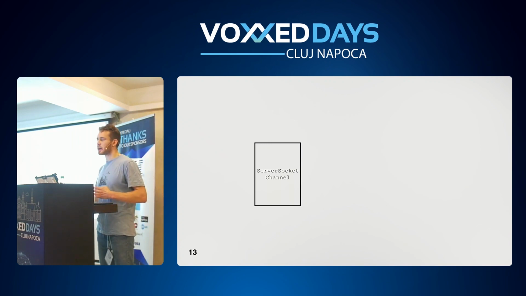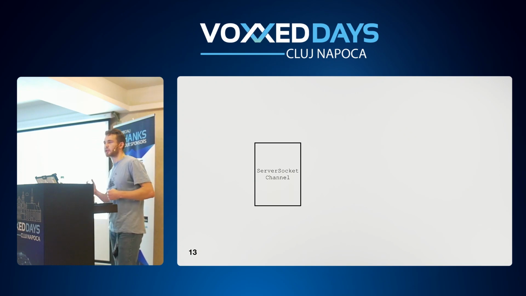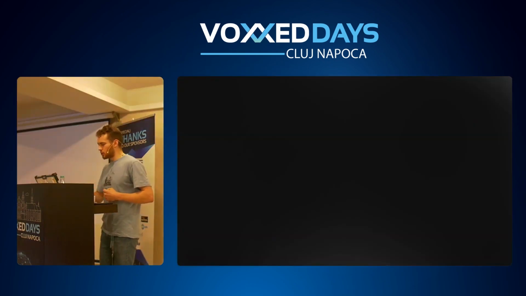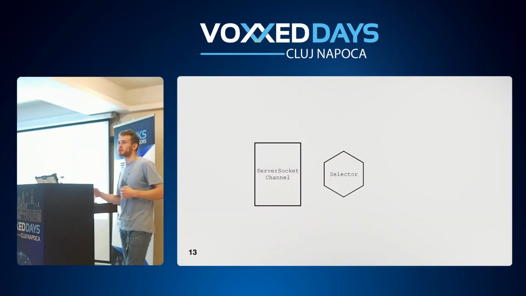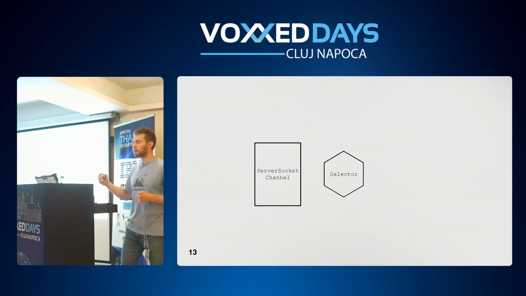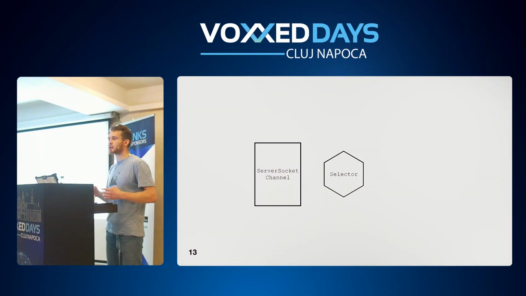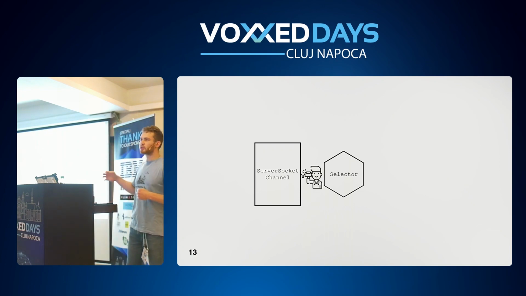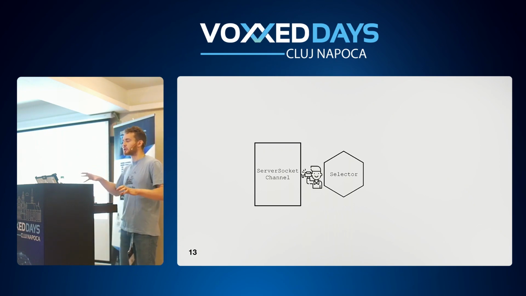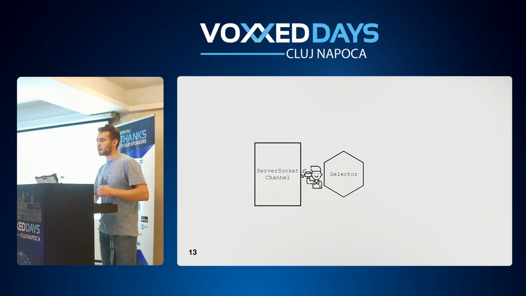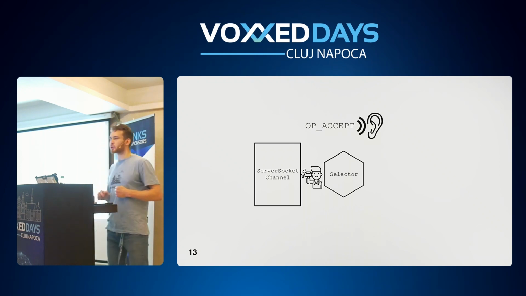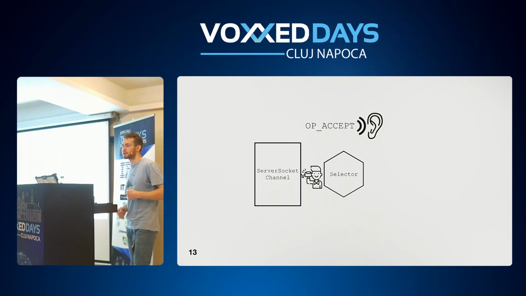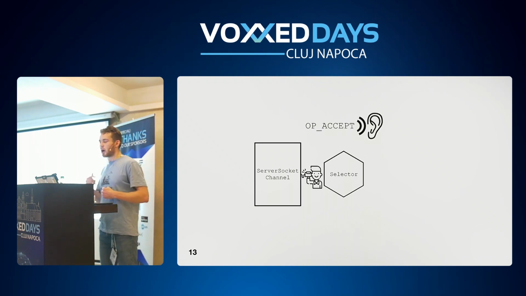In order to communicate with ServerSocketChannel, NIO introduced the Selector. Selector is another class in NIO which allows us to start listening to the ServerSocketChannel events and what is going on inside ServerSocketChannel. And we can, for example, register an operation with the selector. We can show that we are interested in, for example, the accept operation.